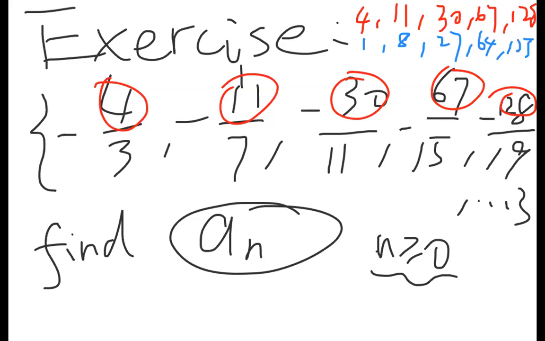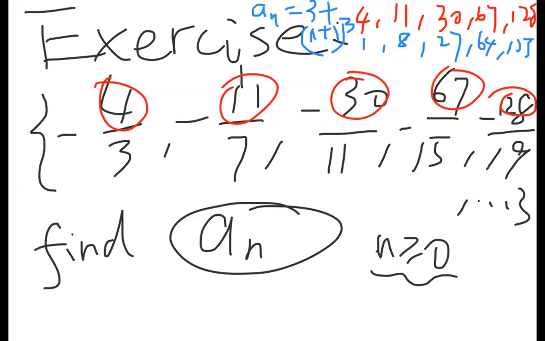So the general term for the numerator an is actually 3 plus, if you start from 0, then this is n plus 1 cubed. Okay.